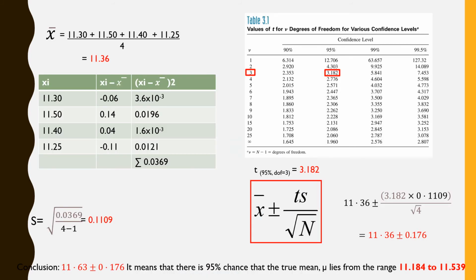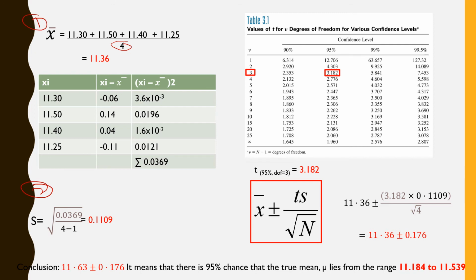So the first step, we have to calculate the mean. You have to add all the values: 11.3 plus 11.5 plus 11.4 plus 11.25 over the total number of titrations, which is 4. So the mean we will get is 11.36. This is step number 1. And then we go to step number 2.